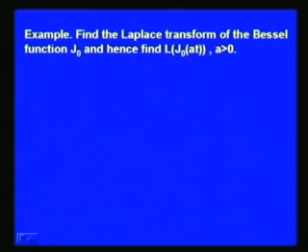Let us now find the Laplace transform of the Bessel function of order 0, which we denote by J naught t, and then find the Laplace transform of J naught at, where a is greater than 0. We shall make use of the change of scale property here to find the Laplace transform of J naught at once we have the Laplace transform of J naught t.